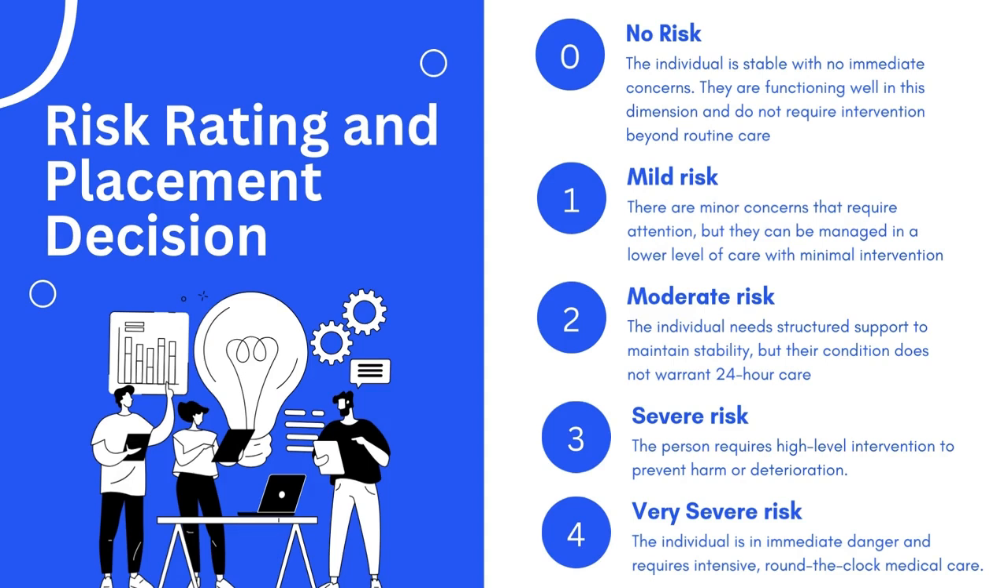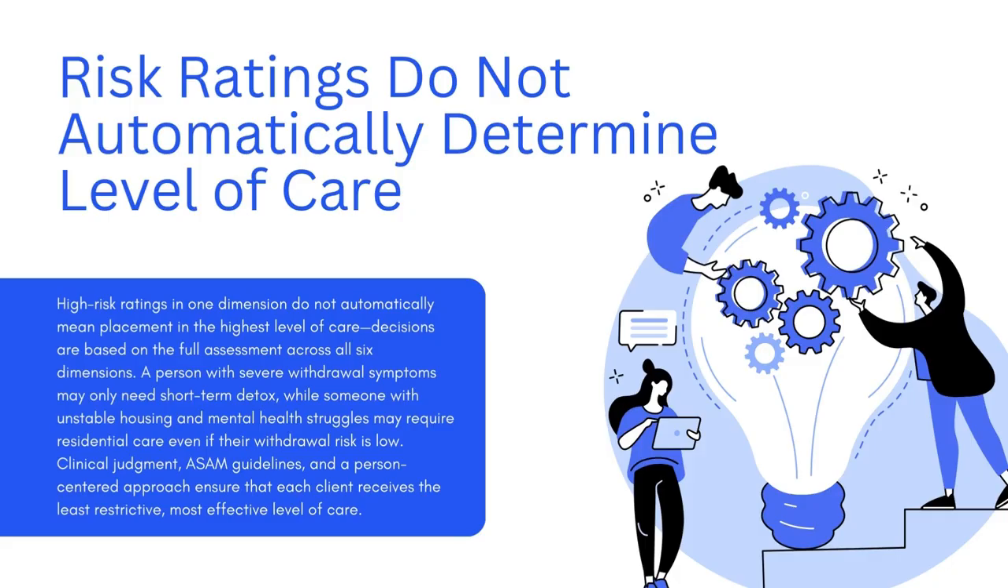So notice how the risk rating really matches with the levels of care offered. 1 is more outpatient, 2 is more IOP or PHP, 3 is more of that inpatient residential, 4 is hospital-based. So you want to start considering the risk level of the clients that you're seeing. If they're very high risk, we would want to think of something more intensive in the level of care that's recommended. But risk ratings don't automatically determine the level of care.